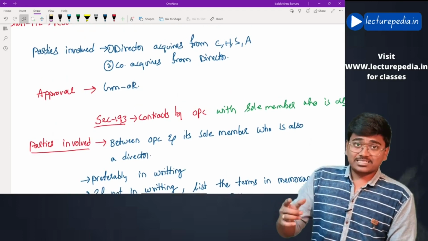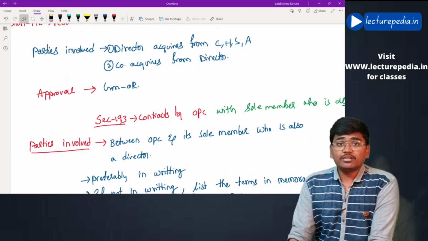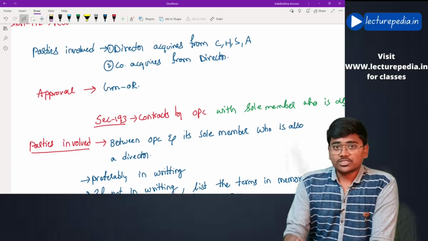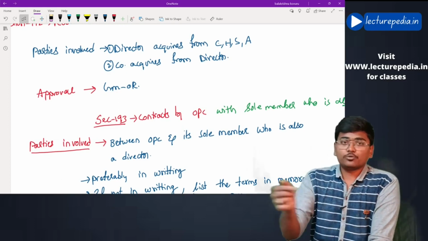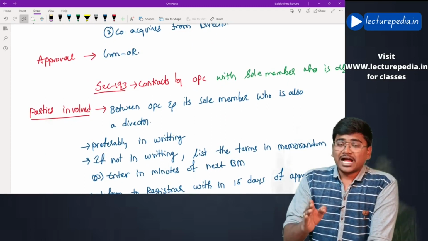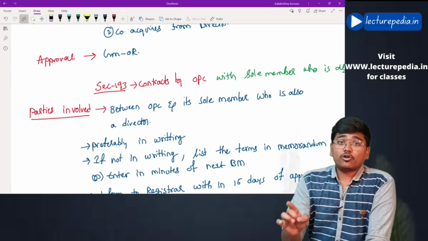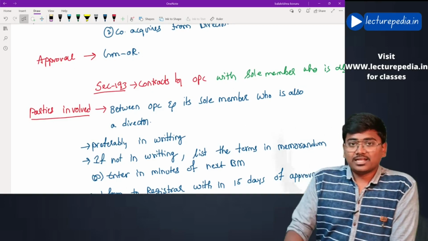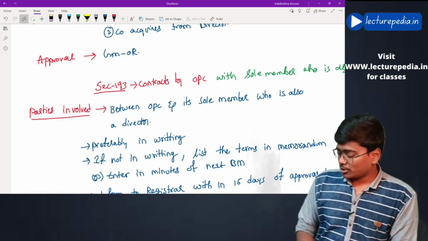And in the next class, we will meet with economic laws. First of all, we will complete the economic laws. After that, we will come back to the Companies Act. In the economic laws, I will be revising the Foreign Contribution Regulation Act. In the next class, we will meet with the Foreign Contribution Regulation Act.